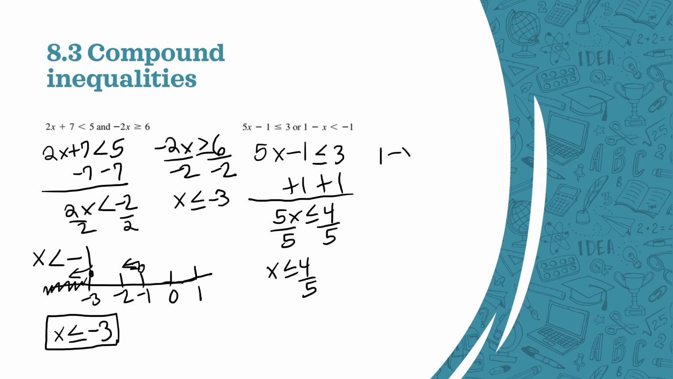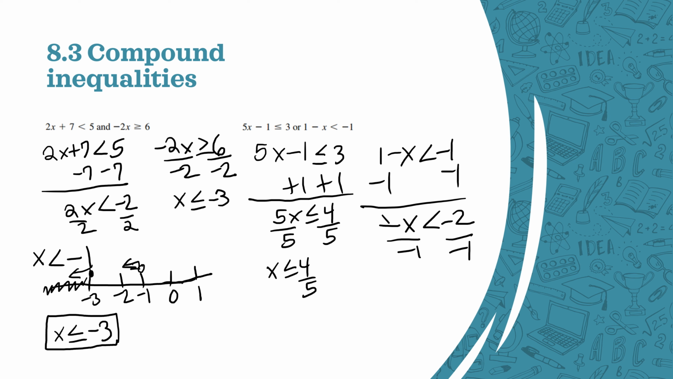Here I have 1 minus x less than negative 1. Subtract 1 from both sides, and I get negative x is less than negative 2. Divide by negative 1, and be careful, because since I'm dividing by a negative, the sign has to flip, so x is greater than 2. So if I graph this on a line where I have 2 here, say this is 1, this is 0, and I can say 4/5 is there. So less than or equal to goes that way, and x greater than 2 goes this way.